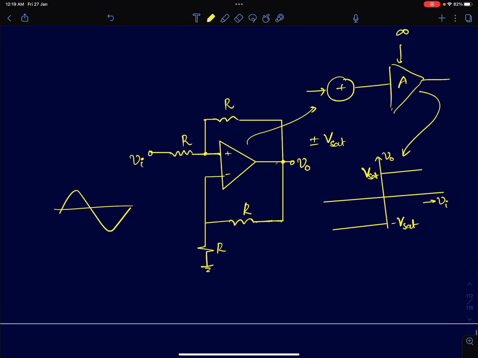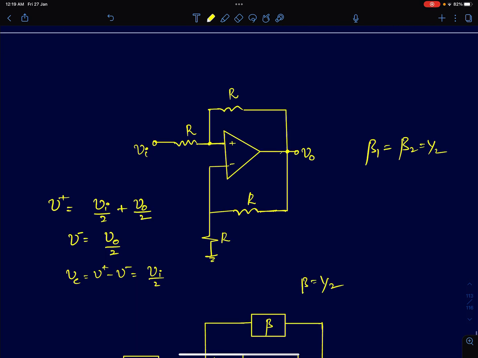We can just see that as far as the input is concerned, at this terminal I can write V plus and V minus. So V plus is the positive input voltage and V minus is the negative input voltage. V plus, there are two signals that are summing together. So you have a resistor and a resistor. If I have a signal Vi here and a signal V0 here, you're supposed to find the voltage. Let's call this V plus. So you just apply superposition and find that you get (Vi + V0)/2. And similarly, V minus is just V0/2.